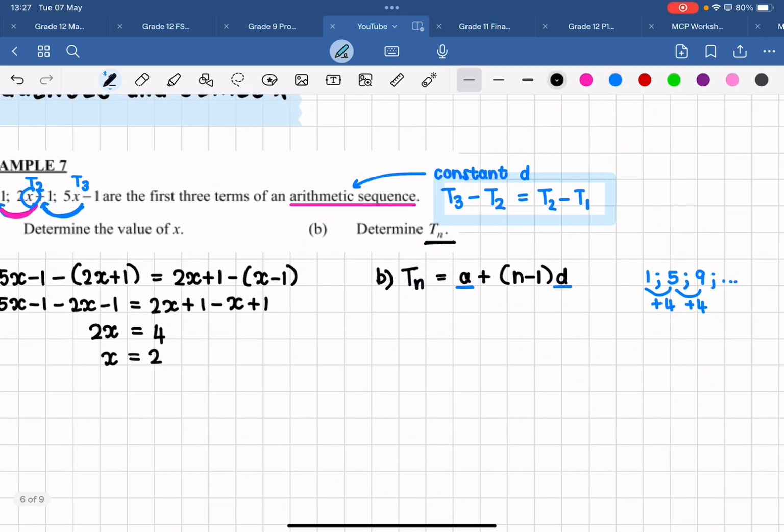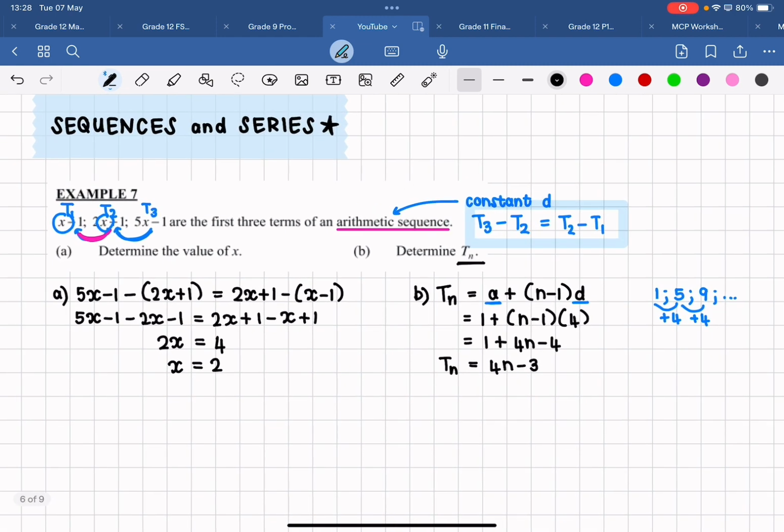So this now allows us to calculate the general term. a, our first term, is 1, plus n minus 1 times the difference, which is 4. All we need to do now is multiply the brackets out and then collect like terms. So from here we can see that our general term is going to be 4n minus 3, and that is the final answer.